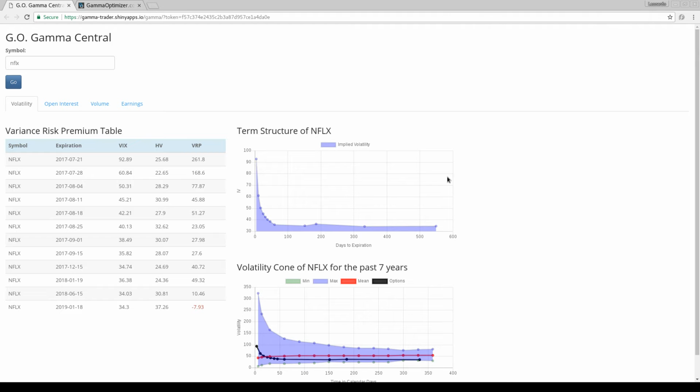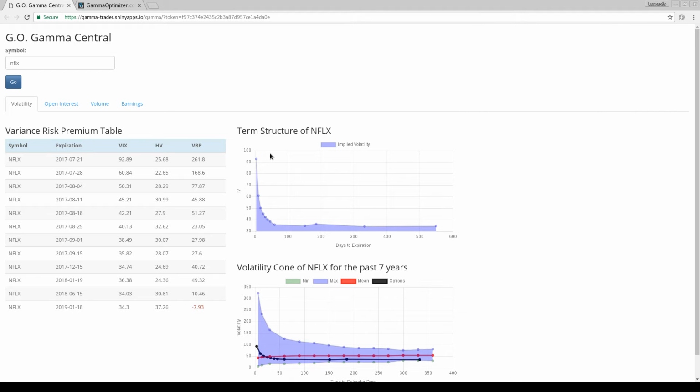If you have used the Gamma Central before, you know that you have several tabs: volatility, open interest, volume, earnings. You can do all sorts of interesting analysis here. But let's look at earnings today. Let's look at Netflix, for instance. Netflix reports today after the close.